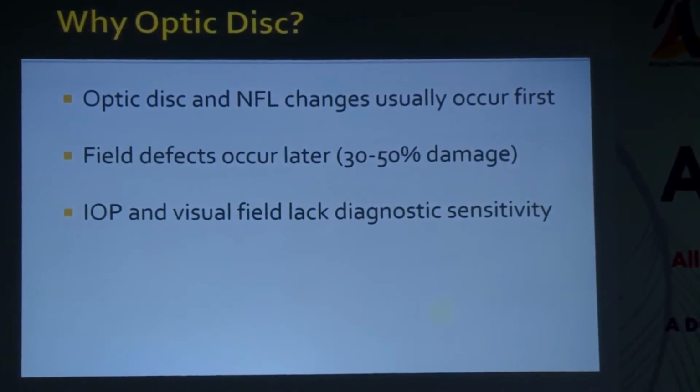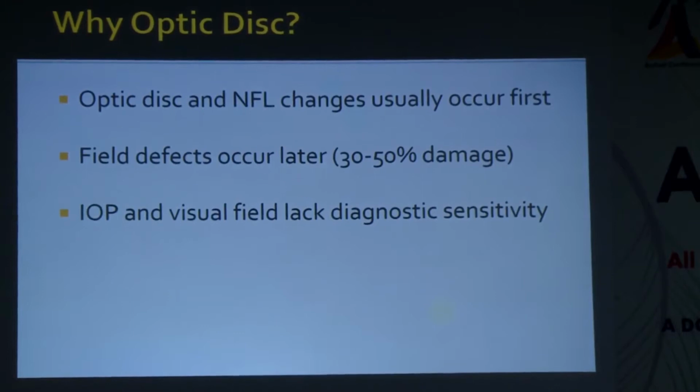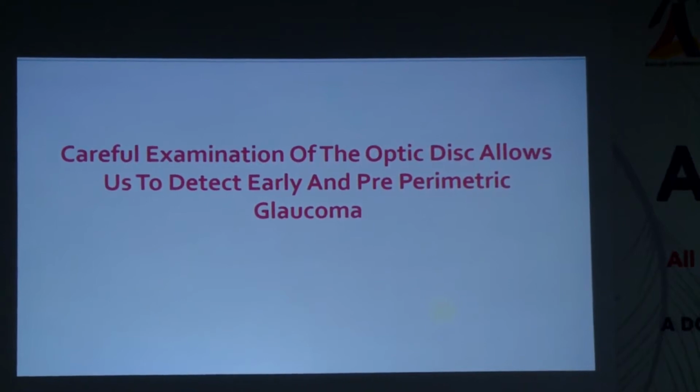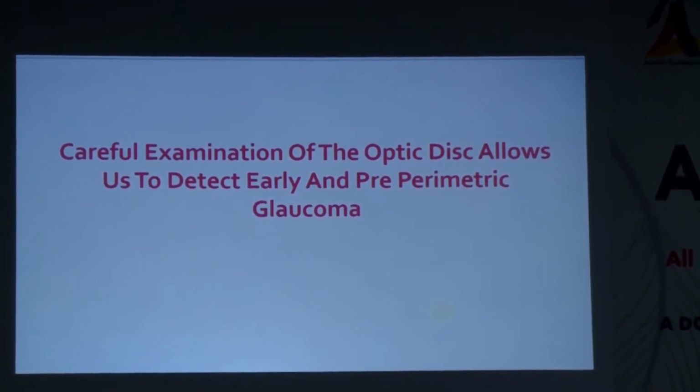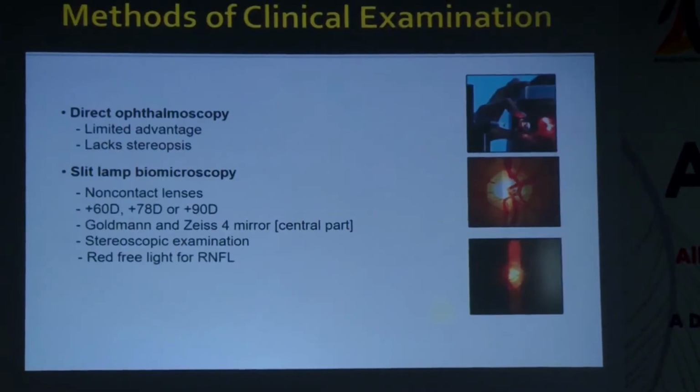Especially in glaucoma suspects, the optic disc and the nerve fiber layer changes usually occur first, much before the field defects occur. The intraocular pressure and visual field assessment in themselves lack diagnostic sensitivity if you're not backing them up with a corresponding optic nerve defect. Careful examination of the optic disc allows us to detect early and pre-perimetric glaucoma.